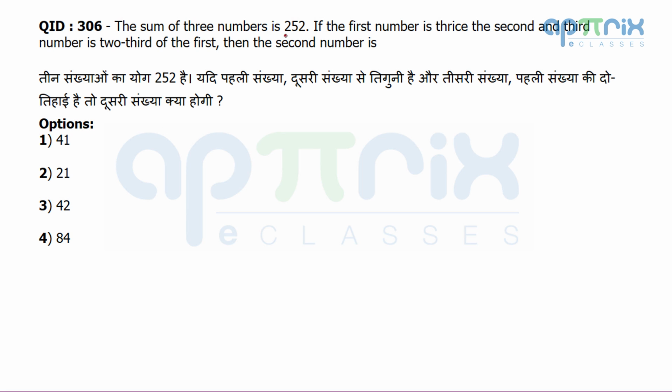Sum of three numbers is 252. The first number is twice the second, and the third number is 2/3 of the first. So 2/3 of the first means I will prefer to assume the first number to be 3. Then the last number is going to be 2/3, that means 2. And the first number is thrice the second, so the second number will be 1. That means the first, second and third numbers will be in the ratio 3:1:2.